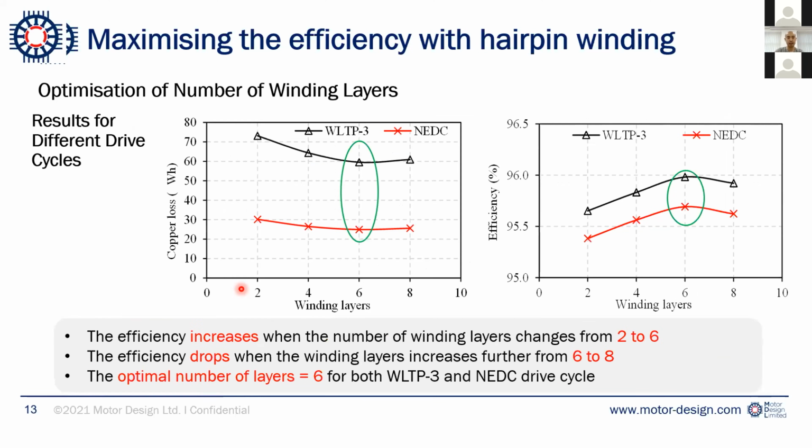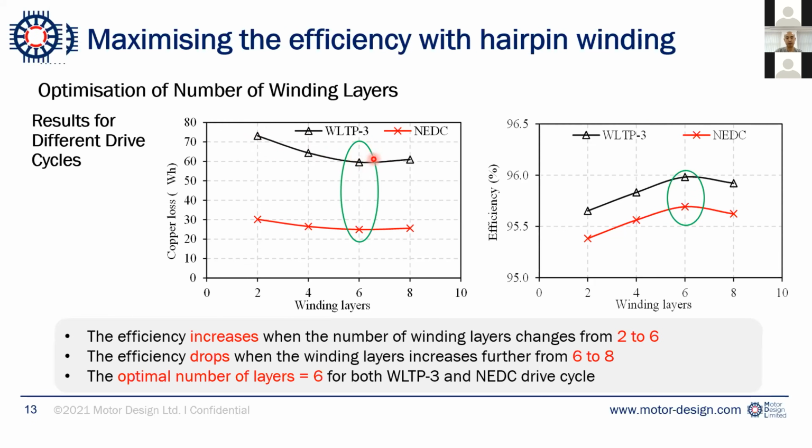So here are the results for the different driving cycles for the 4 electrical machines with different numbers of hairpin layers. We can see that for both the WLTP3 driving cycle and the NEDC driving cycle, we see a similar trend when we change the winding layers. The electric motor will get less copper loss when we change the winding layers from 2 to 6.